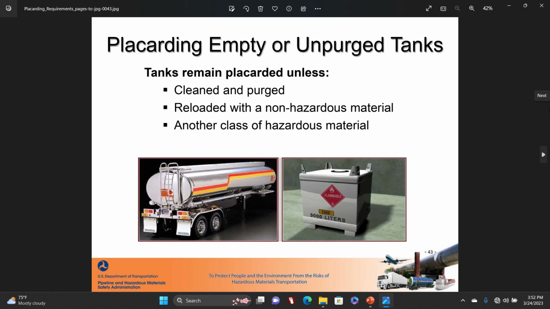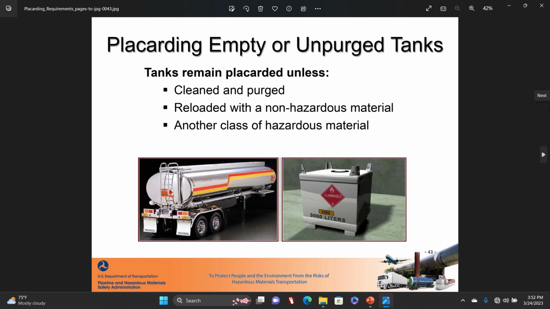Placarding empty or unpurged tanks. We talked about this a bit. Tanks that remain placarded: tanks must remain placarded until they are cleaned and purged, until they're reloaded with a non-hazardous material, or another class of hazardous materials is put in them.